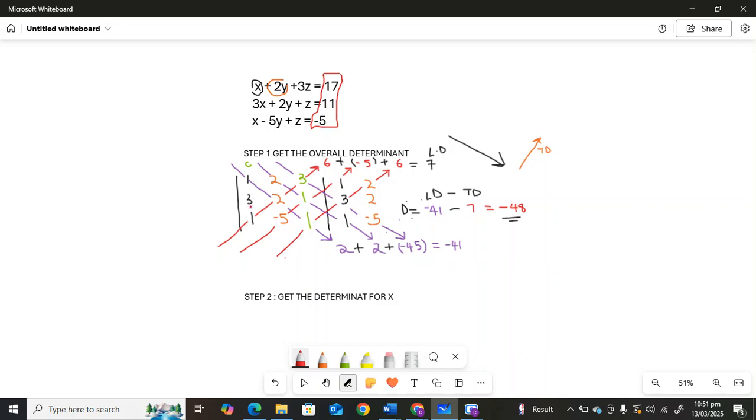If we look at our matrix, our x column is the first column, our y column is the second one, our z column is the third column. So whenever we're getting the determinants for these, their respective columns are going to be replaced.